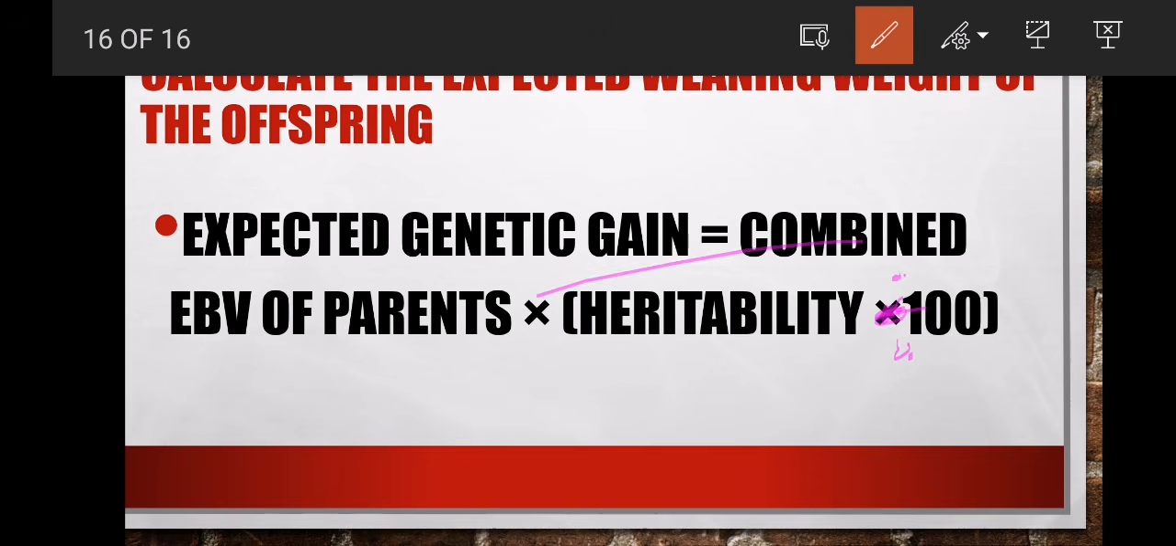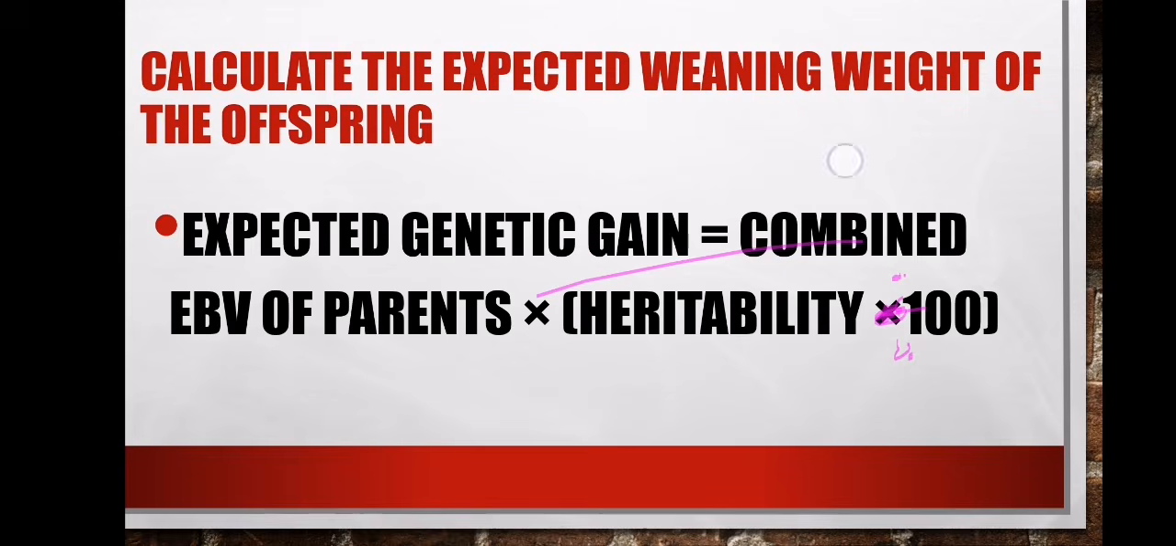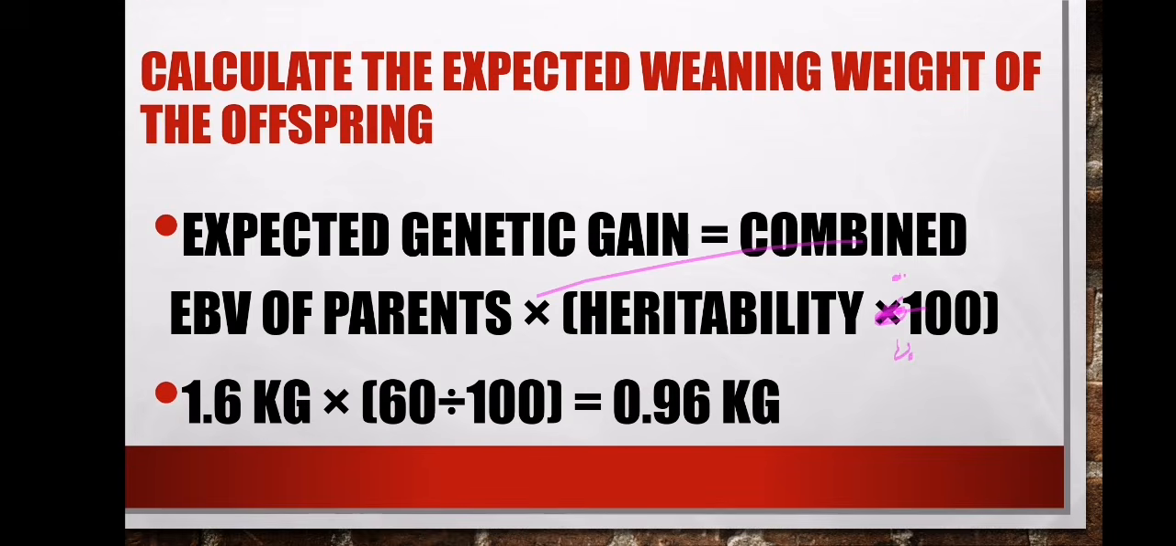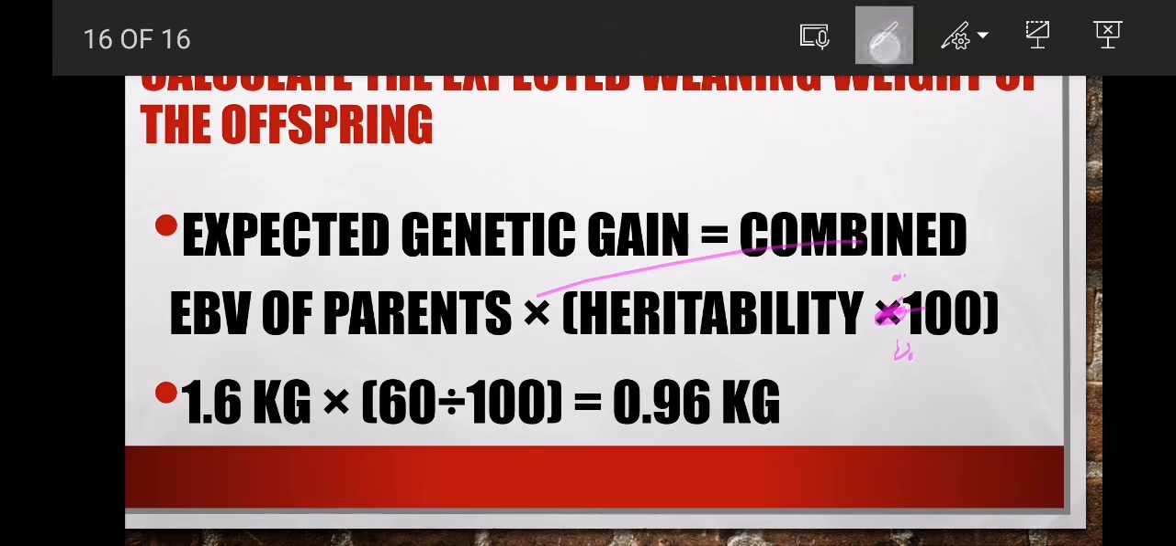Let us check. So it means we will say 1.6 multiplied by 0.60 after dividing by 100, and then we will get our answer, which is 0.96. That will be the expected genetic gain of the offspring.